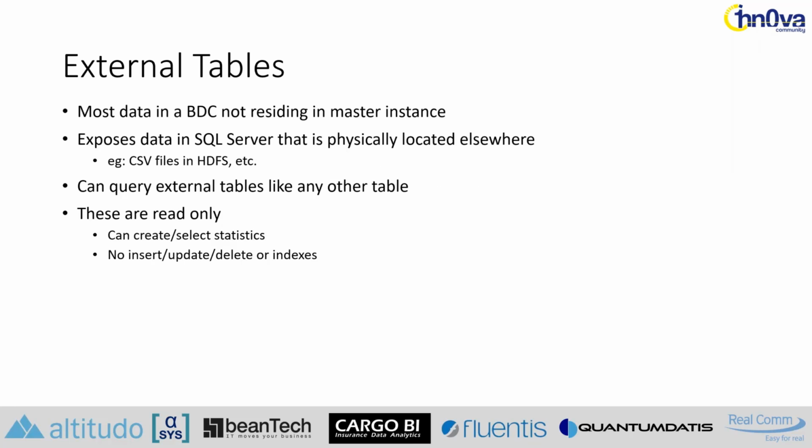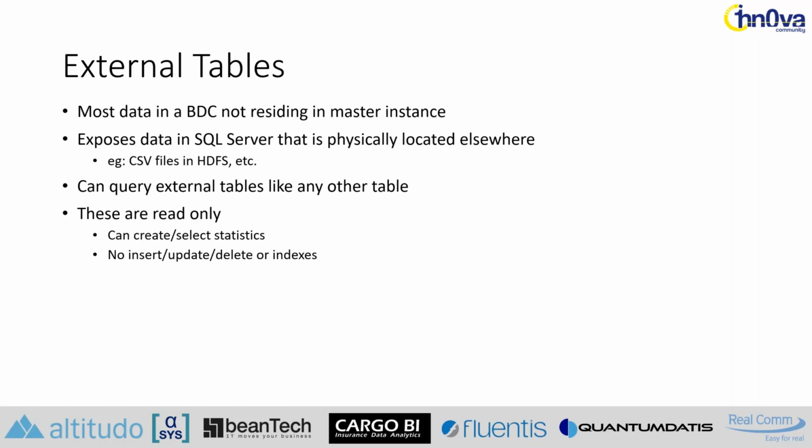Next, we have external tables, and most of the data in the big data cluster that is not residing in the master instance that we just talked about is usually exposed as an external table, again through Polybase. And Polybase is not a new technology. It's been around for a couple years now, but it has been made significantly better in SQL Server 2019. So external tables allow us to expose this data that's located somewhere not on the master instance. So whether it's sitting in HDFS or on another server completely, it could be exposed through an external table.